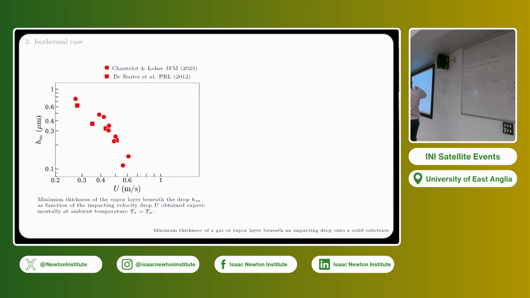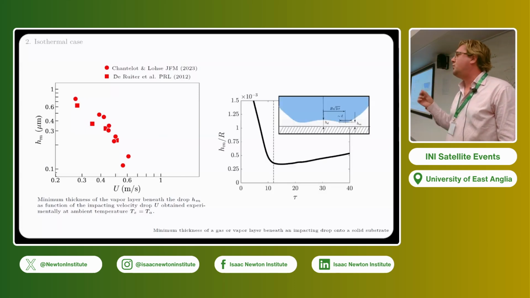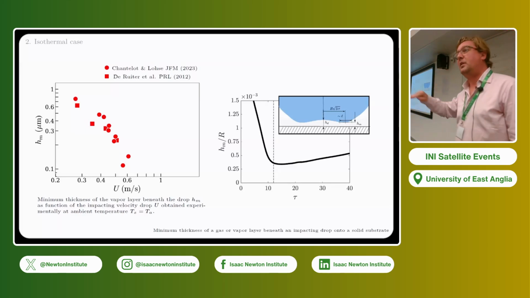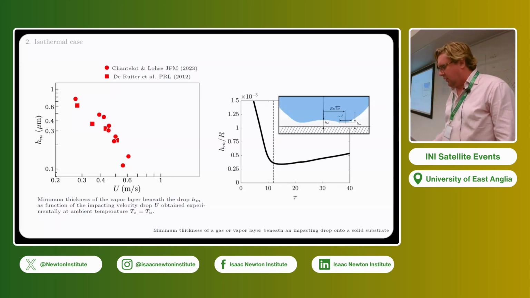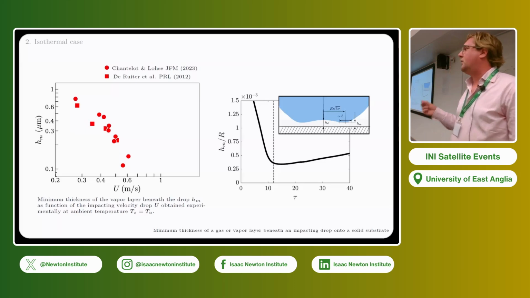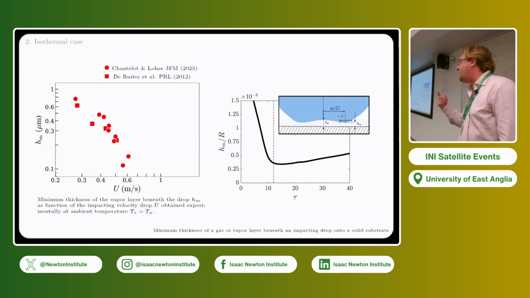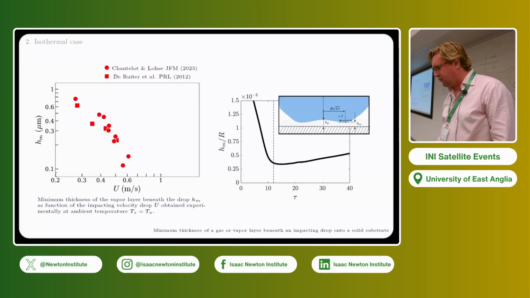So now we would like to compare with experiment. We compare with the experiment of Chantelot and Lhuissier, the Ritter. So we have the minimum thickness as a function of the velocity. To do so, first we need to know at which time we have the minimum thickness, because this minimum thickness evolves in time. We can see here with this numerical result that the minimum in time of the minimum thickness is at tau equal to 12.